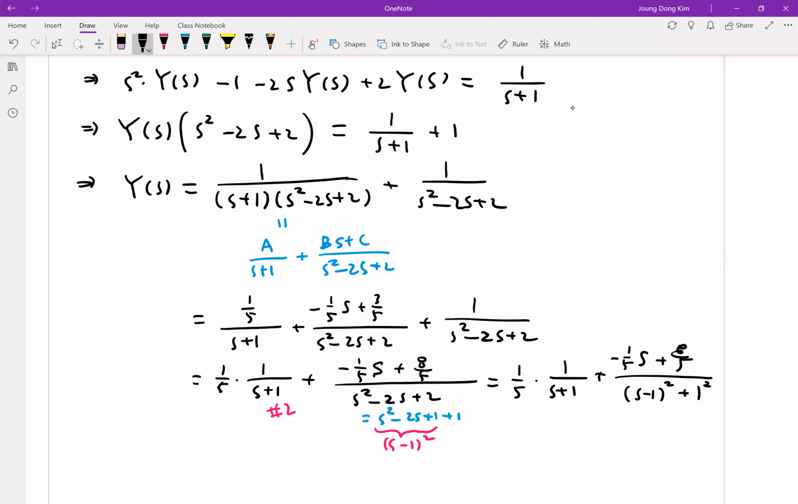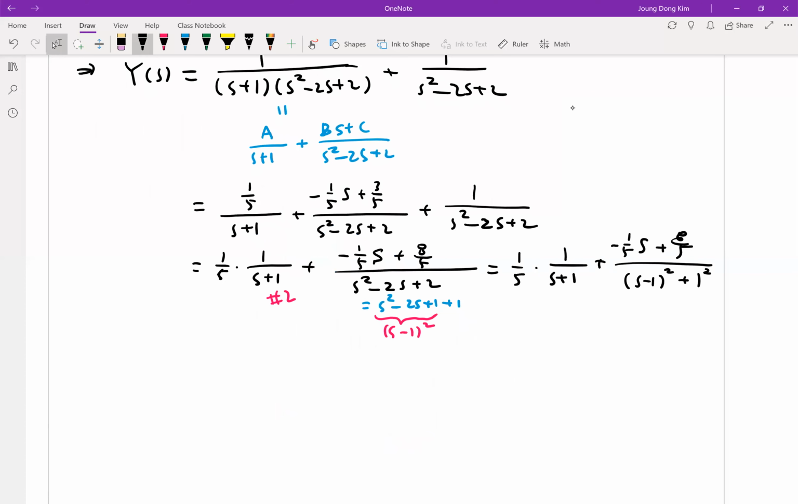So now we can split this into two parts again, as we did in the previous problem. Let me rewrite everything. It is 1/5 times 1 over s plus 1, plus negative 1 over 5 times s over (s minus 1) squared plus 1 squared, plus 8 over 5 times 1 over (s minus 1) squared plus 1 squared. That's what I want to do. And now it's the very last step. Let me write everything.